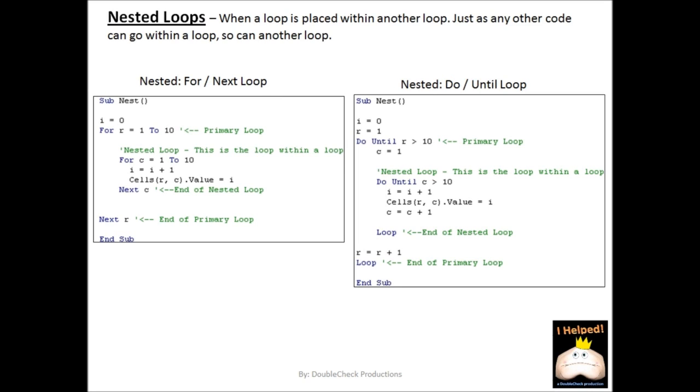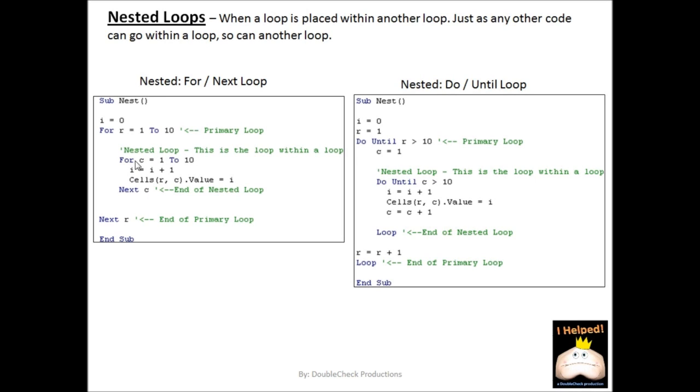And what that is, whenever you take one loop and you place it within another loop. Just as with any other code, a loop can go within a loop. If we look here at our example, we're going to use the variable r and the variable c. For this particular range, the range of r from 1 to 10, and I have down here next r, so this is one loop, and then within it, this nested loop is for the c range. So we have c from 1 to 10, and we have next c.